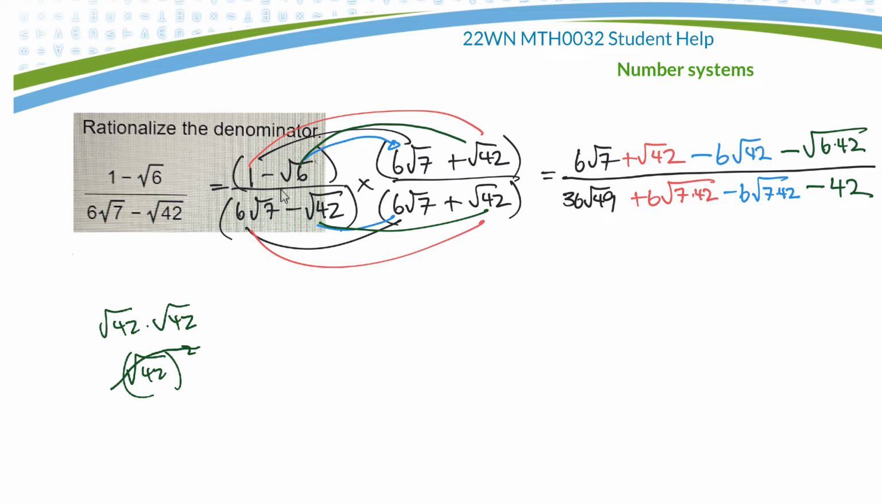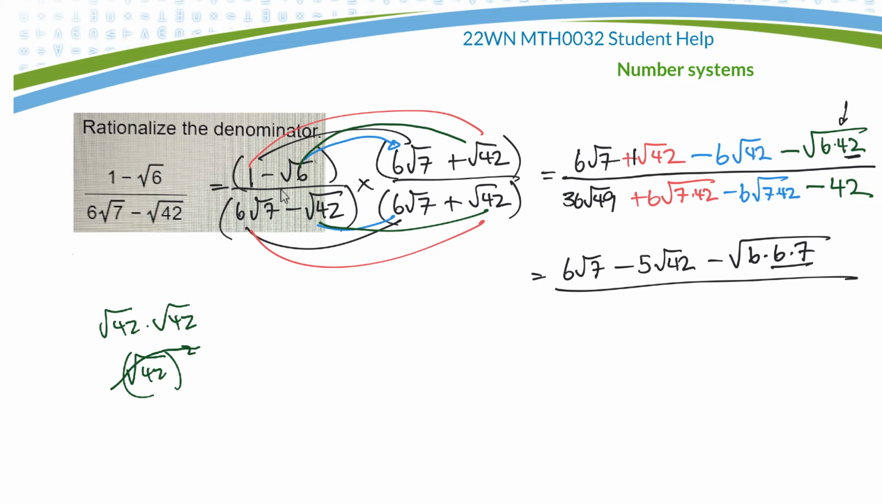All right, now let's simplify. So I have 6 root 7, and then this is 1 root 42, so 1 minus 6 would be minus 5 root 42 minus root. Now, I did sort of leave that as a product because I can change this to 6 times 6 times 7, right? 6 times 7 is the 42 up there. Over 36, square root of 49 is just 7. Okay, minus 42, because these 2 cancel out.